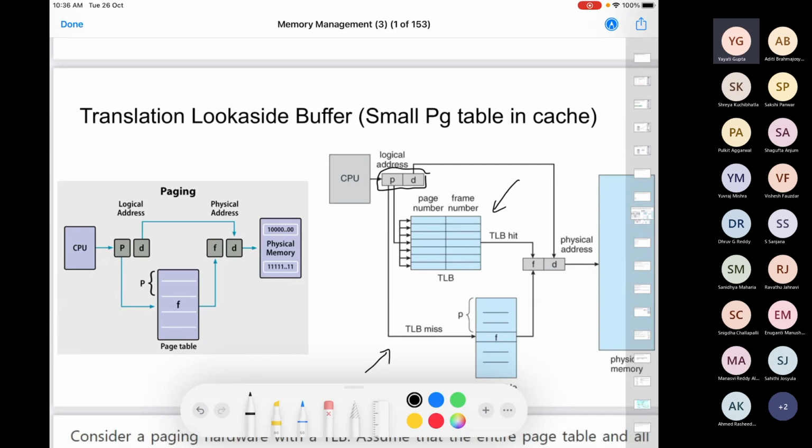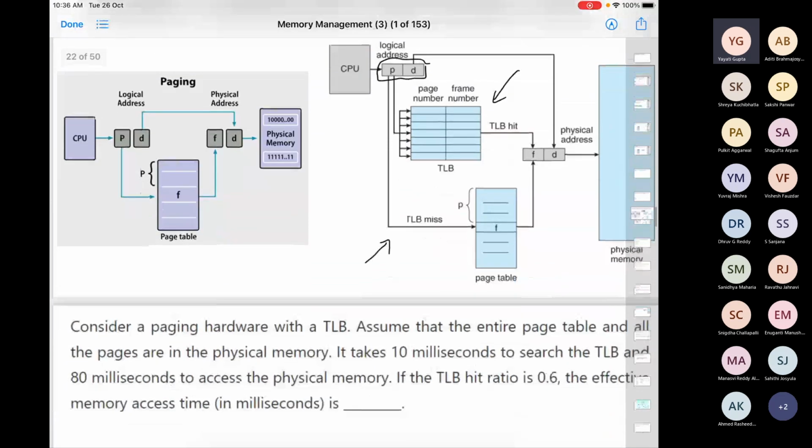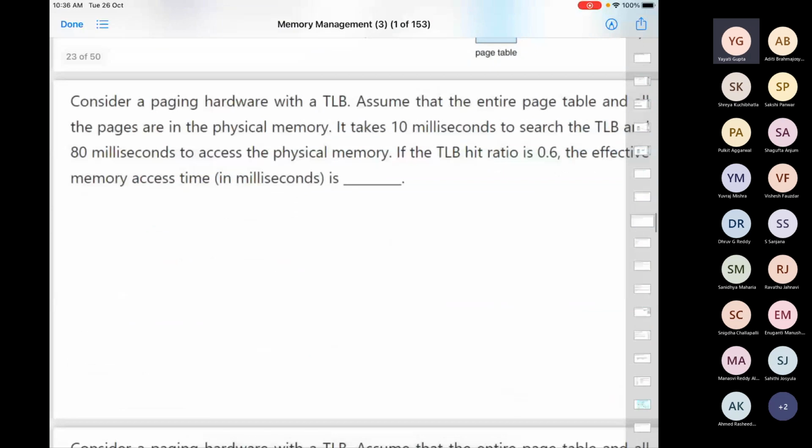And now there is a small part of the page table which is placed in cache memory, which is called TLB. So you first look in the TLB for the corresponding frame number. If you find it, well and good. If you don't find it, you go to the page table, figure out what the frame number is, do the address translation and access the memory. Okay. So with that, can you now solve this question and tell me the answer?